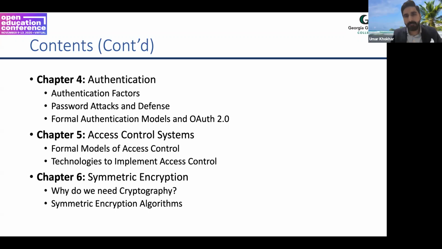Then chapters 6 and 7 are for cryptography, specifically the introduction of symmetric encryption, private key encryption, in chapter number 6, where again, we motivate the question, why do we need cryptography? What are the applications? And a couple of symmetric encryption algorithms will be discussed in chapter 6, like DES, AES, the structure and how exactly they encrypt the data and messages as well.